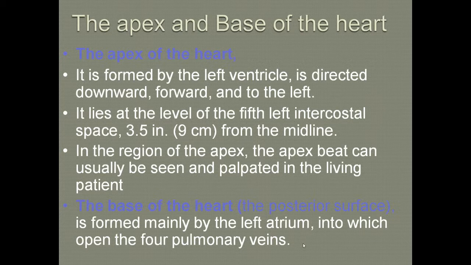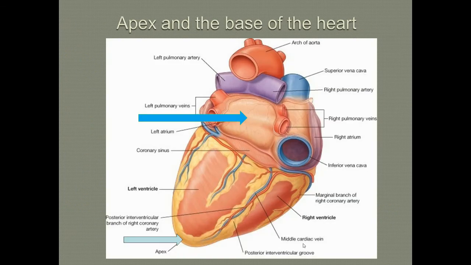The base of the heart is formed mainly by the left atrium, into which open the four pulmonary veins. So you can see this is the left atrium. This is a very small structure, and the cone shaped structure, that is the apex, is formed by the left ventricle.